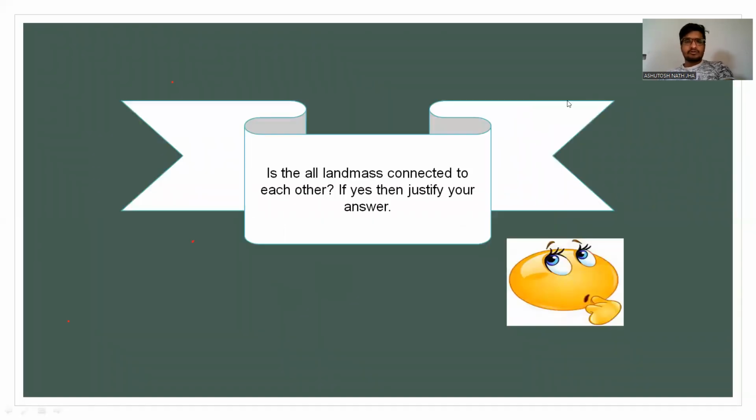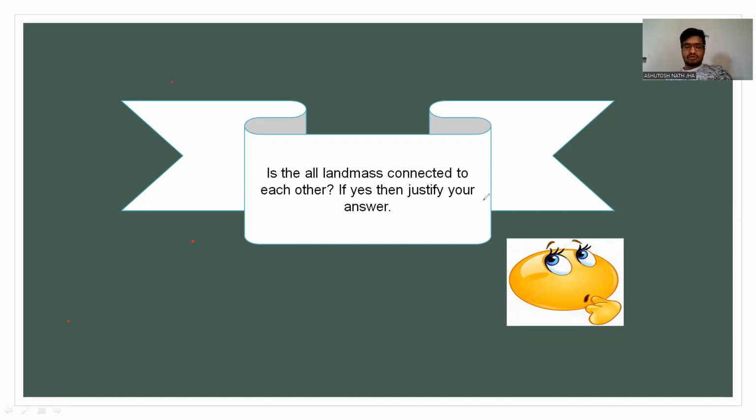So students, what do you think, is all the landmass connected to each other? If yes, then justify your answer. Yes, student, you have to answer this. So we can say that the word Pangea means all land, and it describes the way all the continents were joined together.